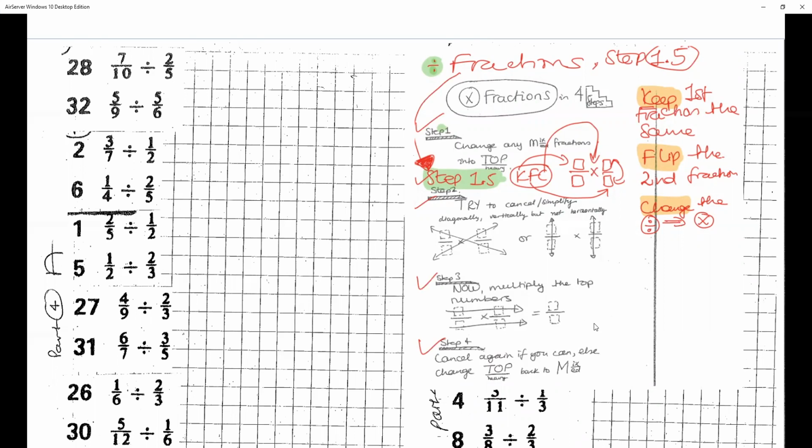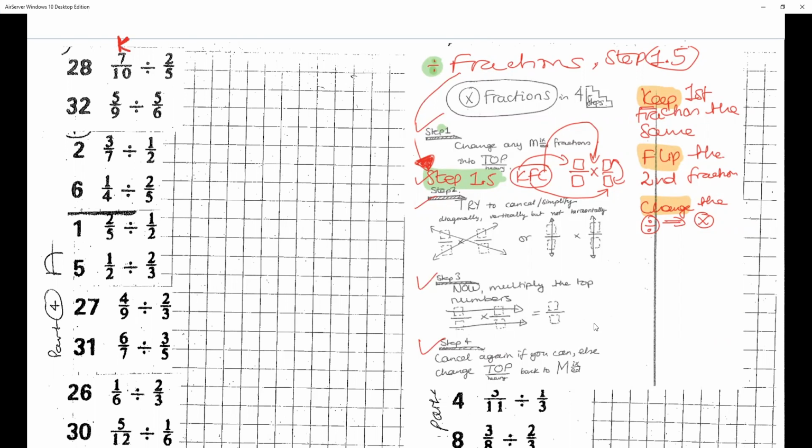So do we do step 1? Yeah. Step 1 says change any mixed fraction to top heavy. We don't have any mixed fraction, so we can skip step 1. But what about step 1.5? Do we have to do that one? Yes. Do we have to do the KFC?